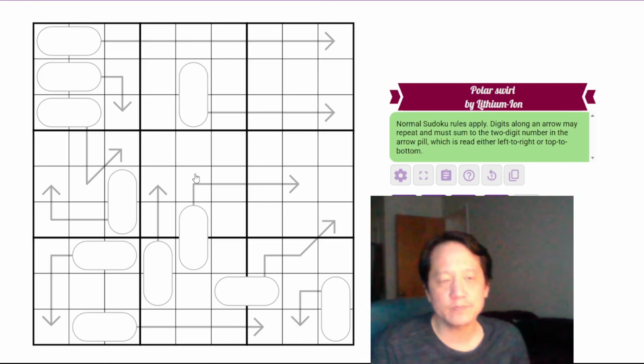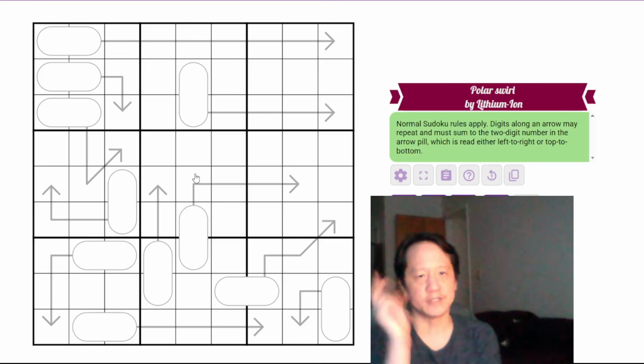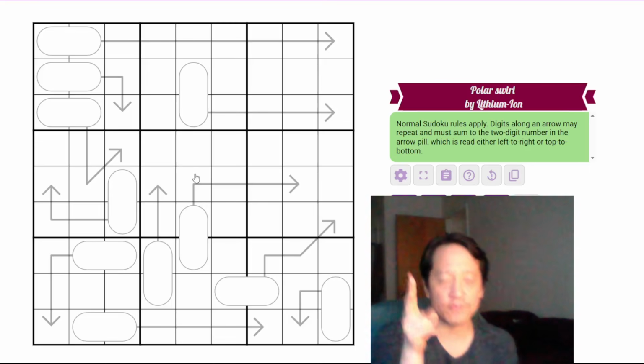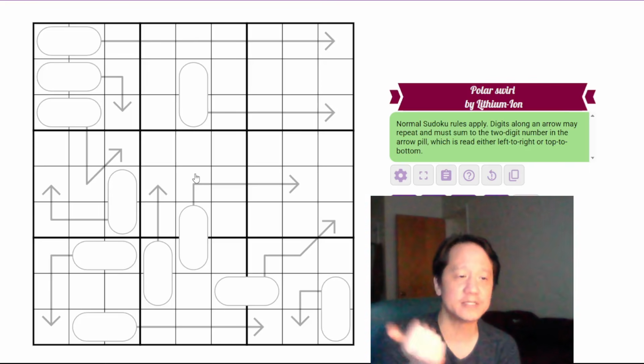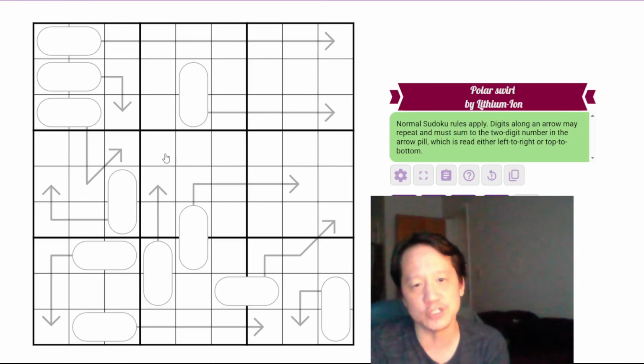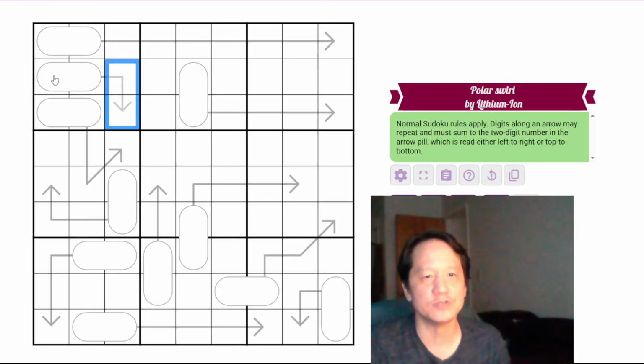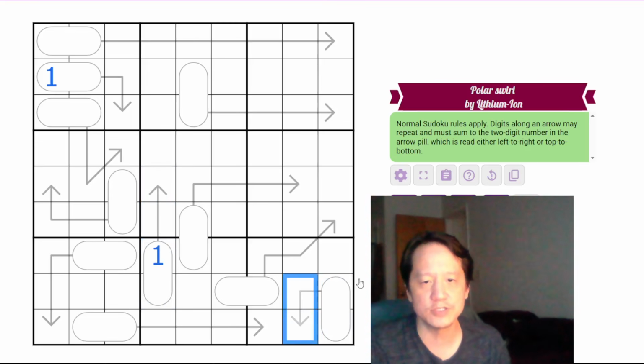Okay, so all of these are 2-digit sums. If you have 2 unique digits adding up to a 2-digit sum, it must have 1 in the tens digit. So let's look for all of those. So we have this is 2 digits, so this must be 1. This is 2 digits here, so this must be 1. 2 digits here, so this must be 1.